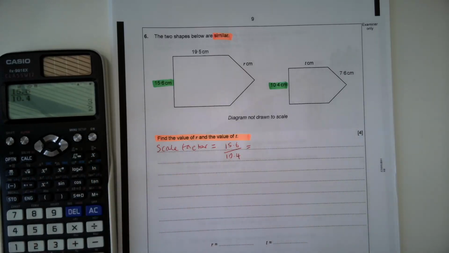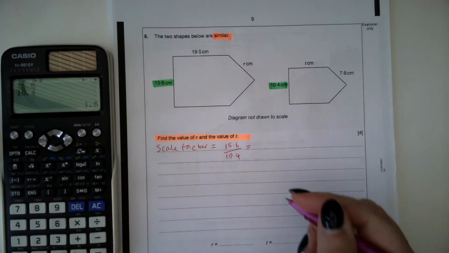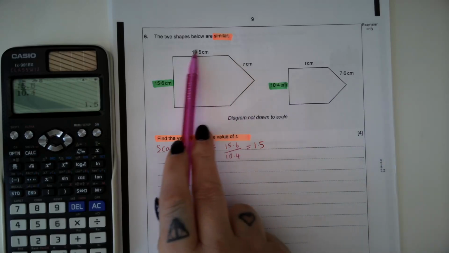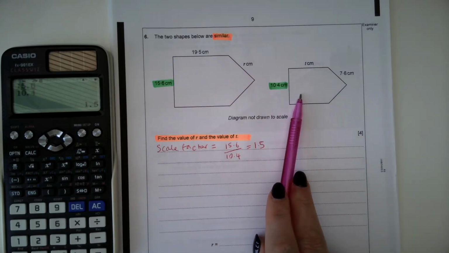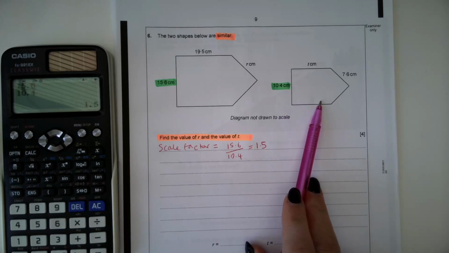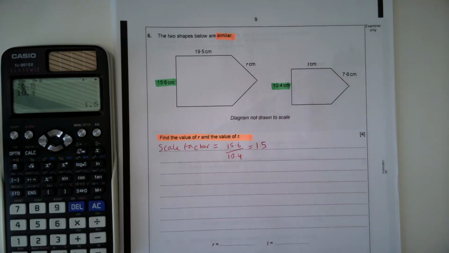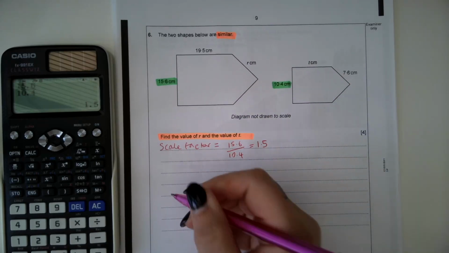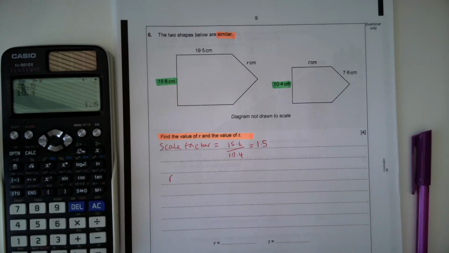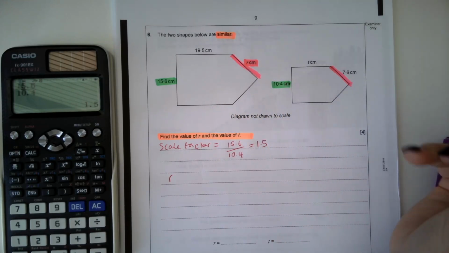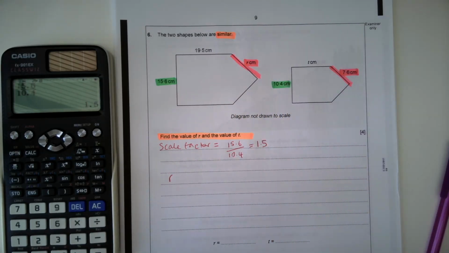So that tells me that my scale factor is 3/2, or if you're more comfortable working in decimals, my scale factor is 1.5. So the bigger shape is 1.5 times bigger than the smaller shape, and the smaller is 1.5 times smaller than the bigger. And we can use this scale factor now to find our missing lengths. So we're going to start by finding R. So if you look here, R on the bigger shape, this side here corresponds with this side here. So R has a relationship with 7.6 on the smaller shape.